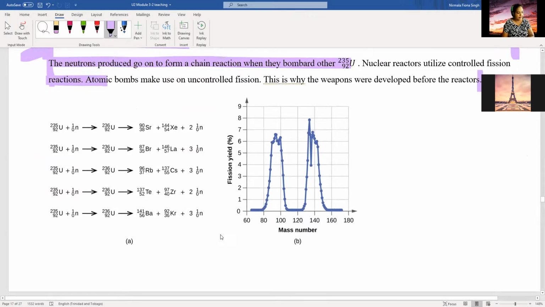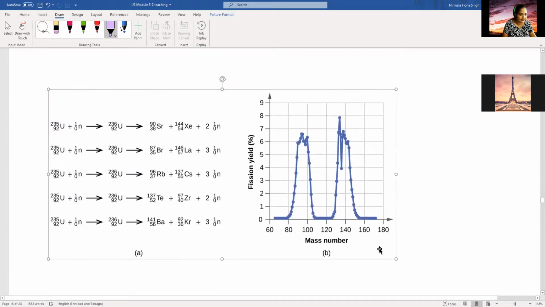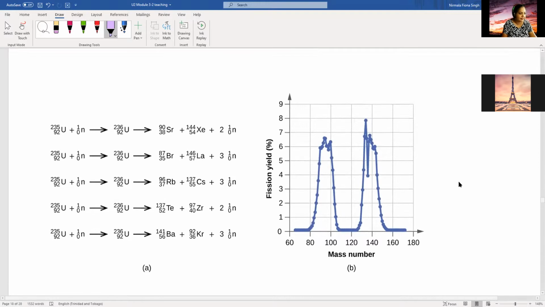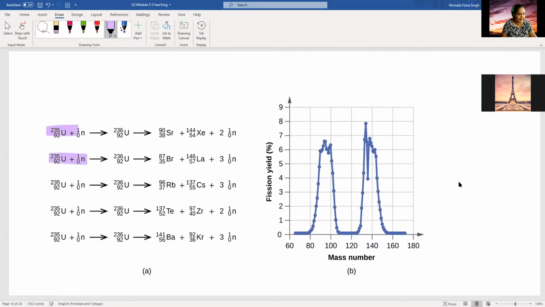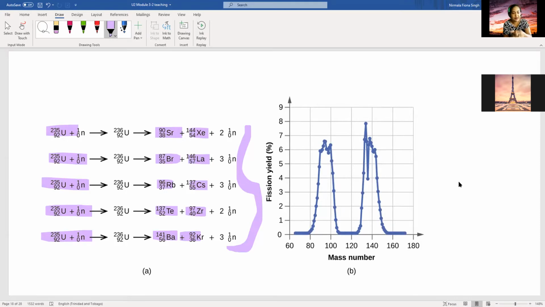So I have here, just out of academic curiosity, because I was a little curious to see where these actually lie, uranium-235, and depending on the speed of the neutron, that uranium-235 can be destabilized in numerous ways, right, when it's hit by that neutron. So we can get strontium, neon, bromine, and whatever, I don't know what La is, rubidium, cesium, tellurium, zirconium, barium, krypton. So you can see there's not just one reaction with uranium-235 and a neutron.